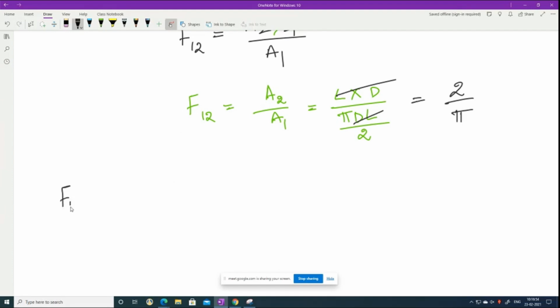What you need is actually F11. F11 is equal to 1 minus F12. That will be equal to 1 minus 2 by pi. So it's like 1 minus 2 by 3.14. You can do it for yourself, you'll get the value. I hope this is clear to you. Is that clear?